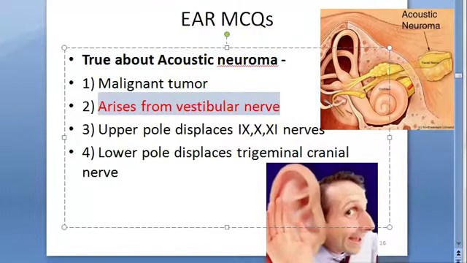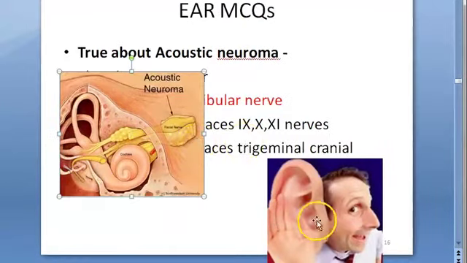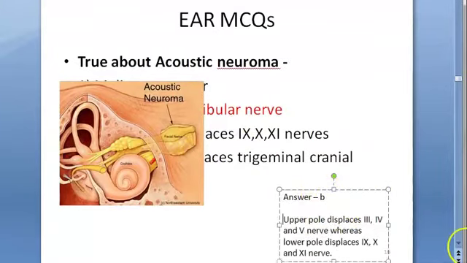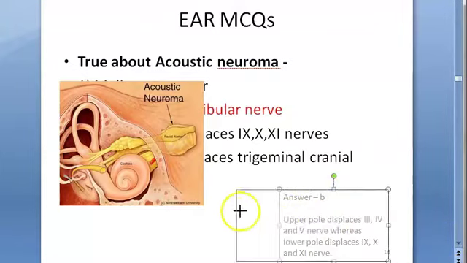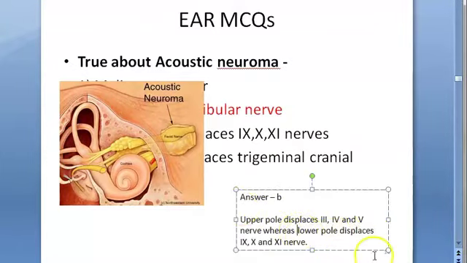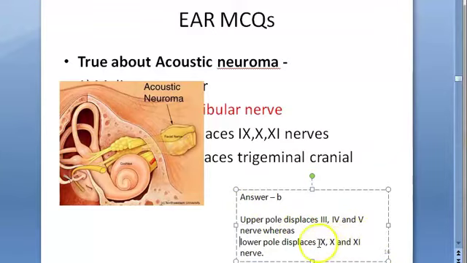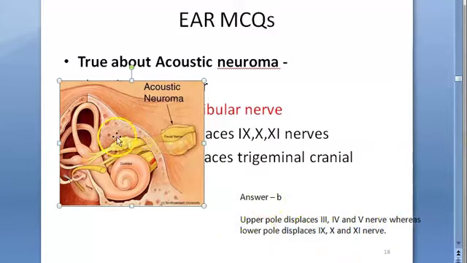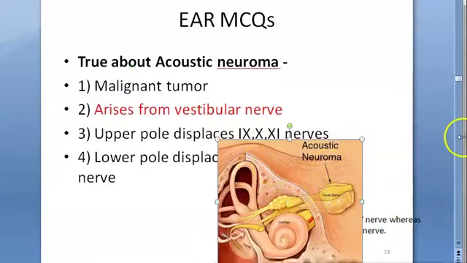Okay. Yes, here they are saying the nerves that it will affect, right? So basically, let us look at some information here. The upper pole will displace 3, 4, 5 and the lower pole will displace 9, 10, 11th nerve. Okay. 3rd, 4th, 5th nerves, upper. Lower will be 9th, 10th and 11th nerve. Okay. You can just look at more details about that.